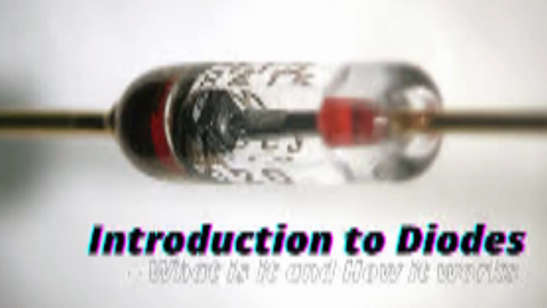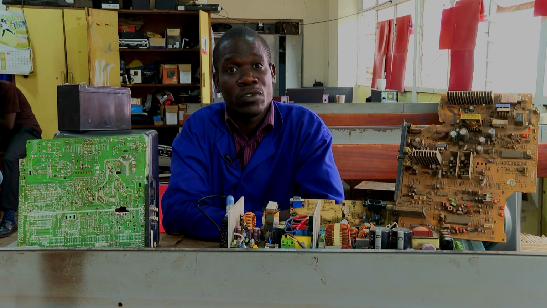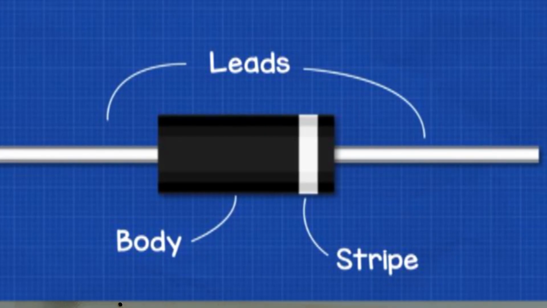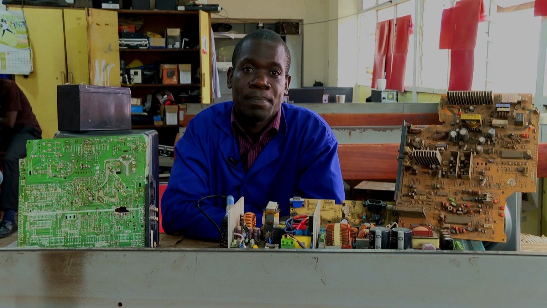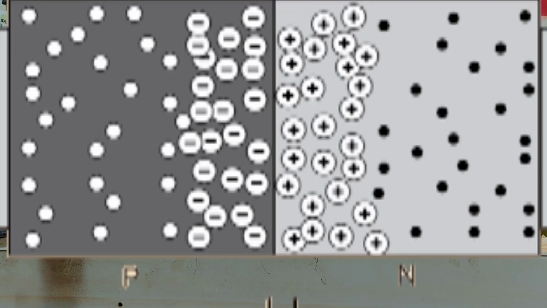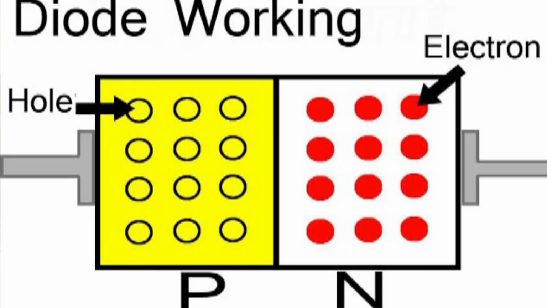I first have to say that a diode is made out of two leads, a black body, and a white strip surrounding it. Inside, the diode is made out of silicon, in which in most cases they add some material to make it active, to make the electrons move freely.